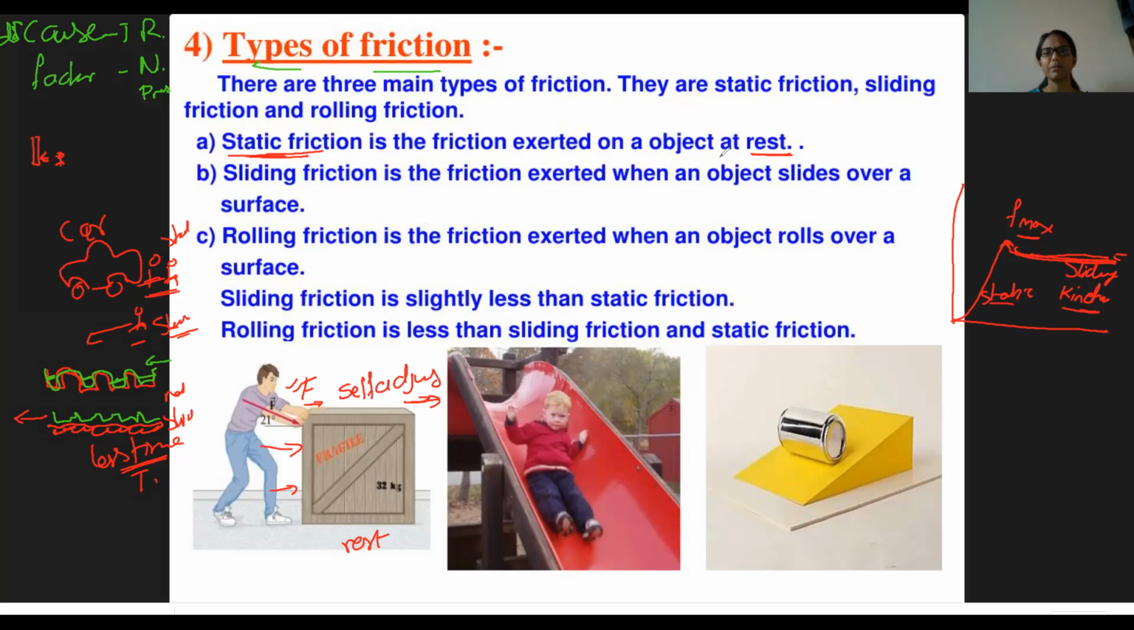What is static friction? It is the friction exerted by the object when the body is at rest, when an applied force is there. When the body just starts moving, that time the friction that arises is what we call sliding friction, when a body slides over another surface.